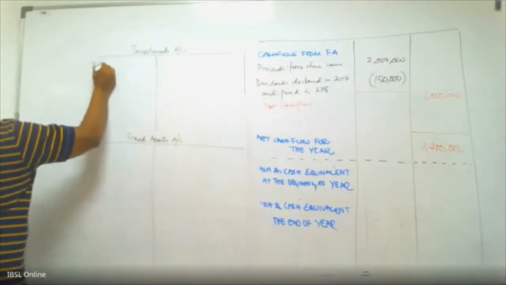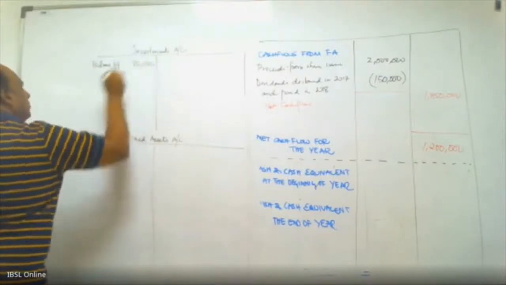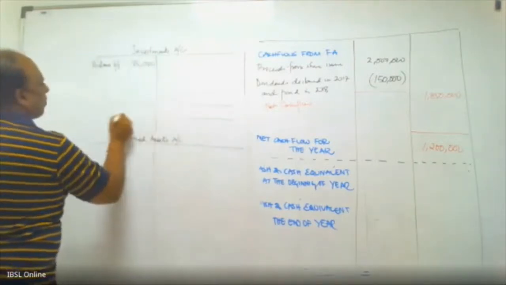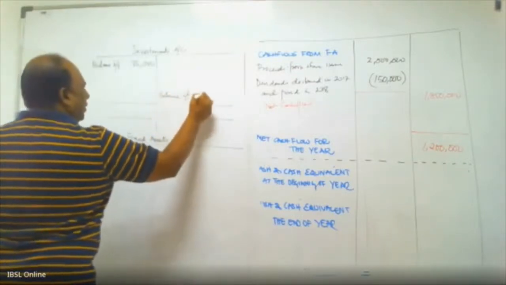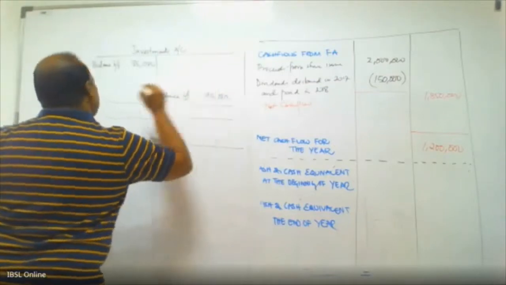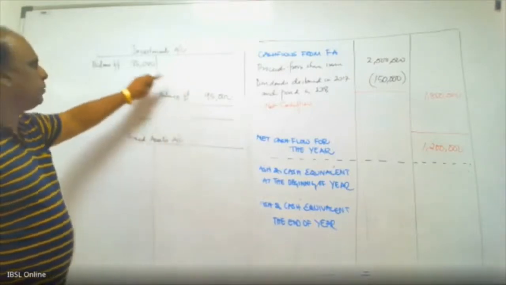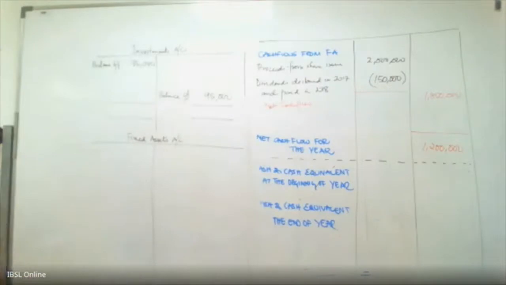So we say balance brought forward 75,000. Similarly, there is a balance carried forward 95,000. This is the first part that you do. From the 2 balance sheets given, we have to write down the balance brought forward and balance carried forward. Right? So this is pertaining to the year 2019, this is pertaining to 2018. So this will be your opening balance, this will be your closing balance.